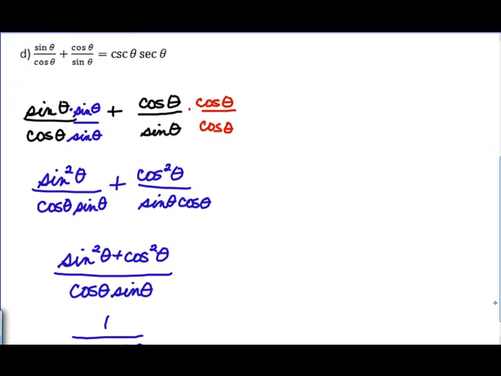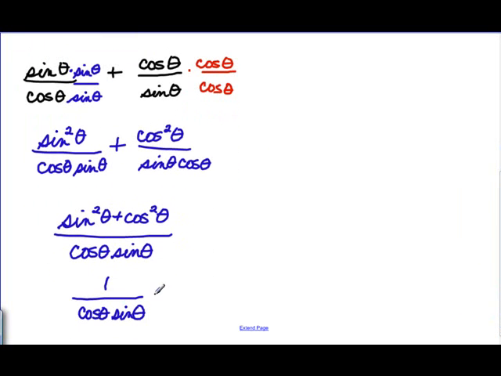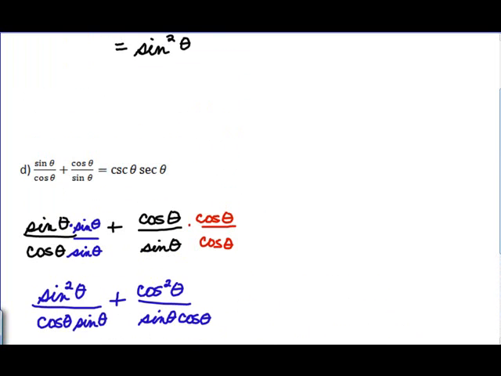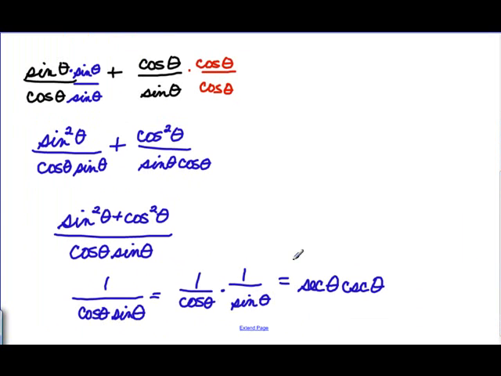Well, we can do that here because notice that we can rewrite this as a product. We can write this as 1 over cosine theta times 1 over sine theta. And 1 over cosine is secant theta times 1 over sine, which is cosecant theta. And that is exactly what we needed to get to. I mean, the order is different, but in multiplication it's commutative, so it doesn't matter.